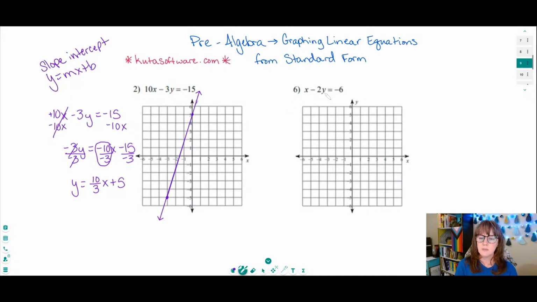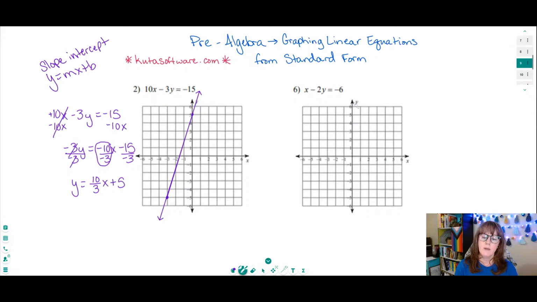But on this next problem, -6 is evenly divisible by -2, and we don't have a number here, so again, that's an understood 1. So -6 is divisible by 1, -6 is divisible by -2. And here's why that's important. We can graph lines by both the y-intercept and the x-intercept. As long as we have 2 points, then we can graph a line.